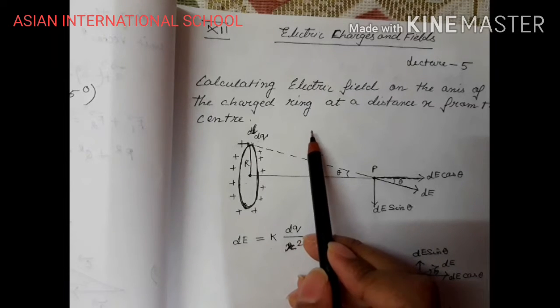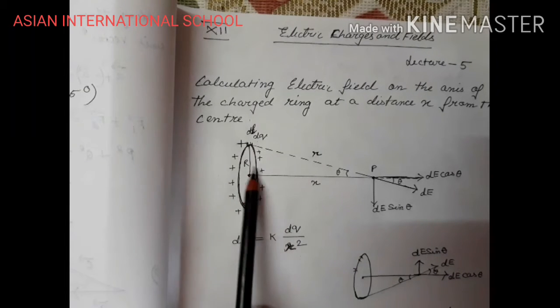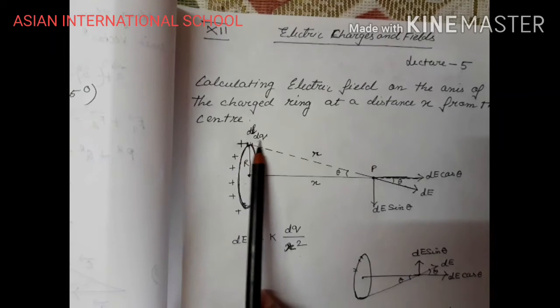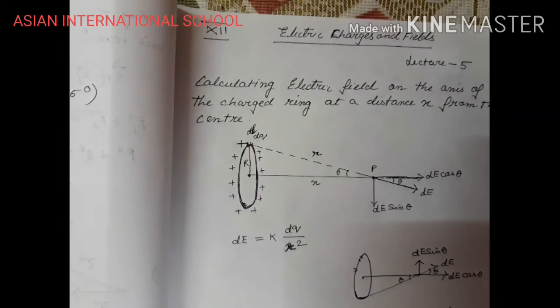If the value of lambda, the linear charge density, is given in the problem, then you need to use it. So we are going to find the electric field for this small elementary portion having charge dq, and then we will integrate it, and we will get it for the whole ring.